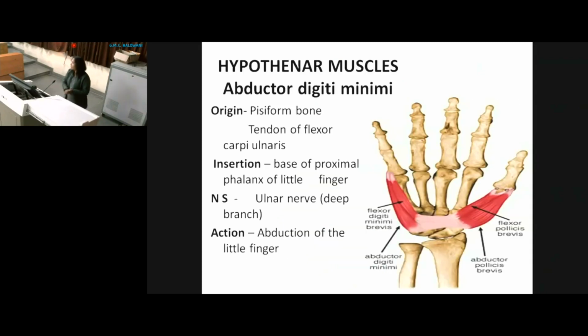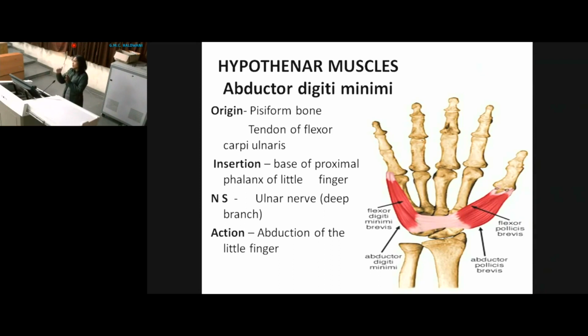Now the hypothenar muscles, again the origin, insertion, nerve supply. There are three muscles, okay. The name is changed, सिर्फ digiti minimi change हुआ है, otherwise this is the abductor digiti minimi, second is the flexor digiti minimi, third is the opponens digiti minimi. ठीक है, सिर्फ digiti minimi change हुआ है, otherwise the name is same.